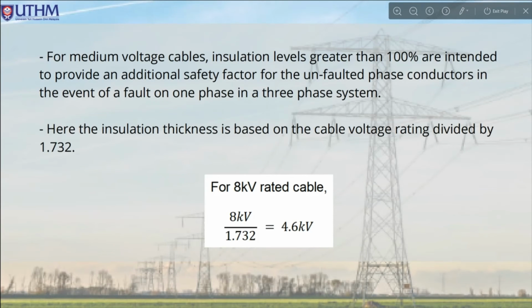So, power cable voltage ratings are based on an ungrounded Y system. Here the insulation thickness is based on the cable voltage rating divided by 1.732. So, for example, for an 8 kilovolt rated cable, the thickness is designed for 4.6 kilovolt. This is known as the 100% insulation level, formerly referred to as a grounded system. If a fault exists for less than 1 minute, then the 100% insulation level is suitable.